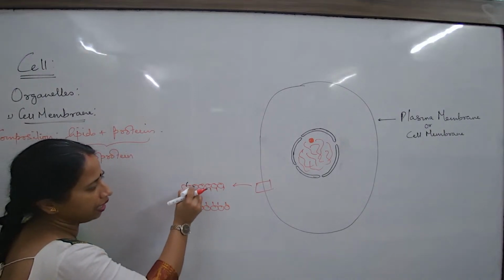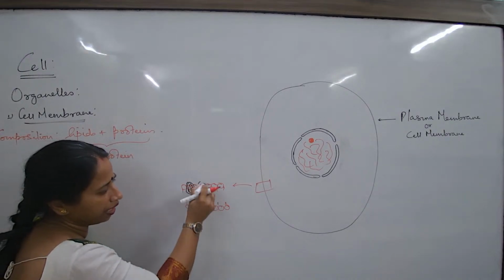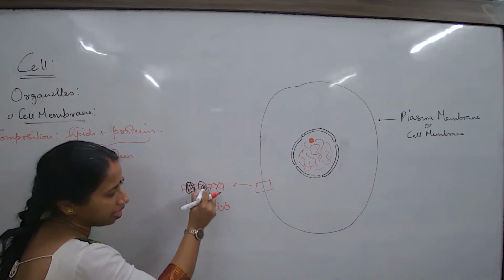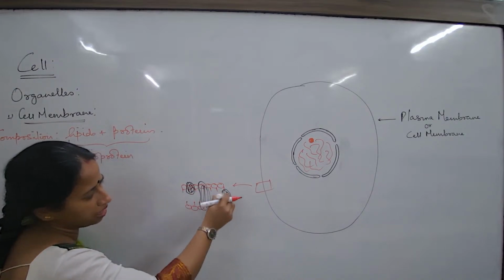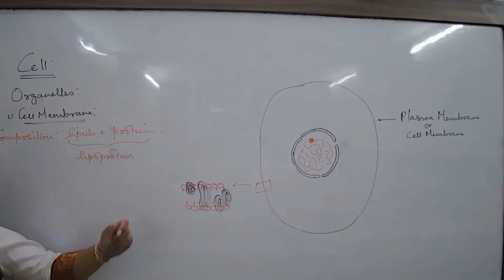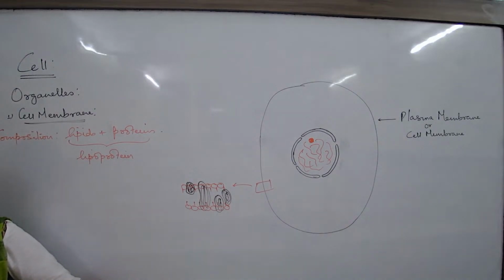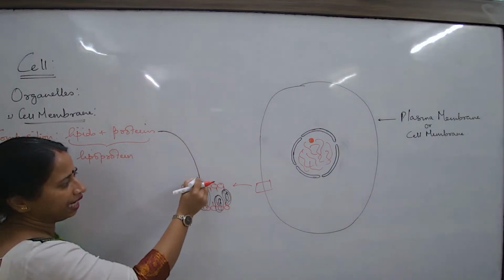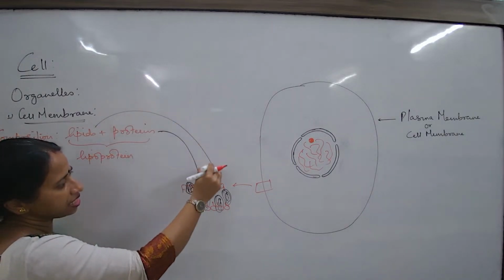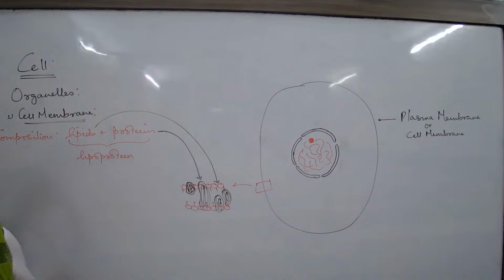In between the layers of fat, there are some layers of proteins like this. Understood? It is almost like a sandwich, where this is the protein layer and this is the lipid layer. The lipid layers are almost like the breads of the sandwich, upper and lower.